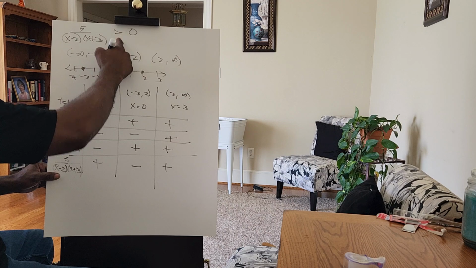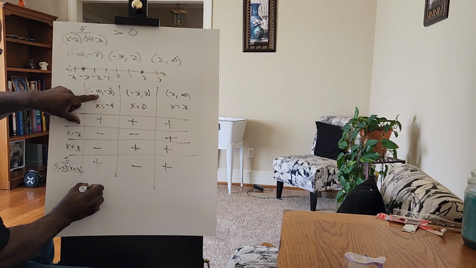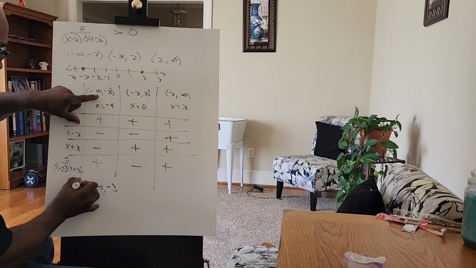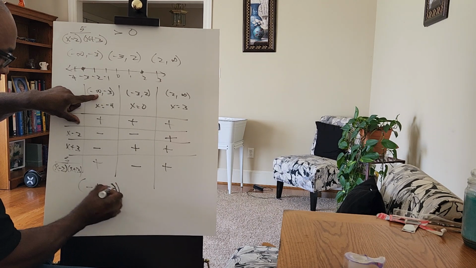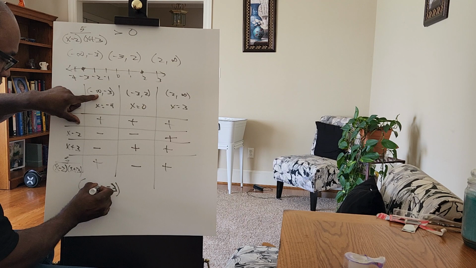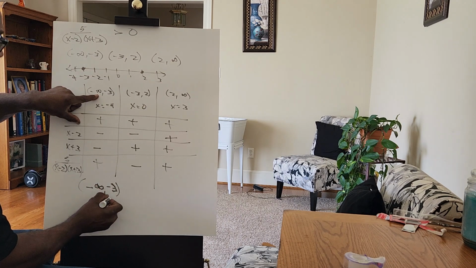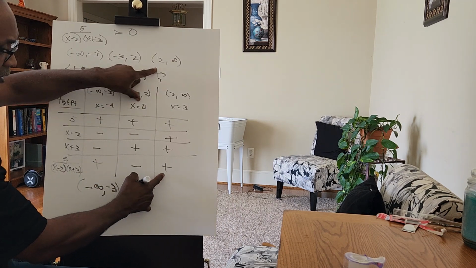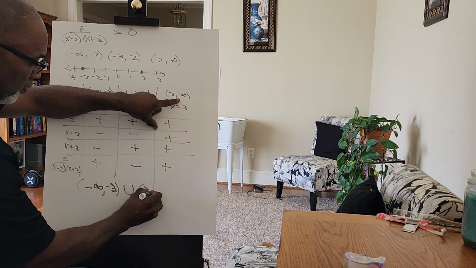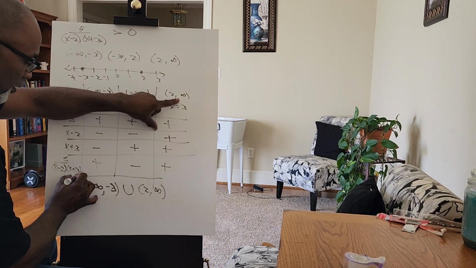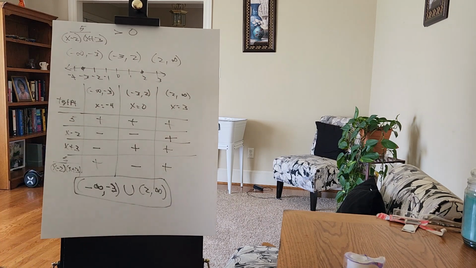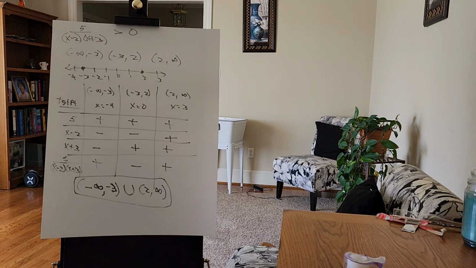I wanted to know if this thing was greater than 0. It's greater than 0 in this interval, union, it's greater than 0 in this interval, 2 to infinity. That would be your solution set. So that's how these problems work. That's how we solve these inequalities. If you have any questions, please let me know.